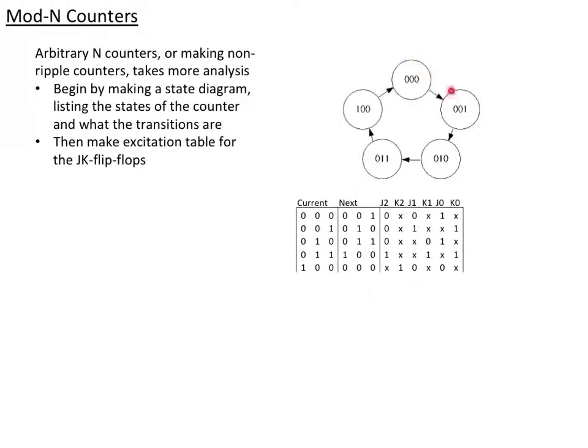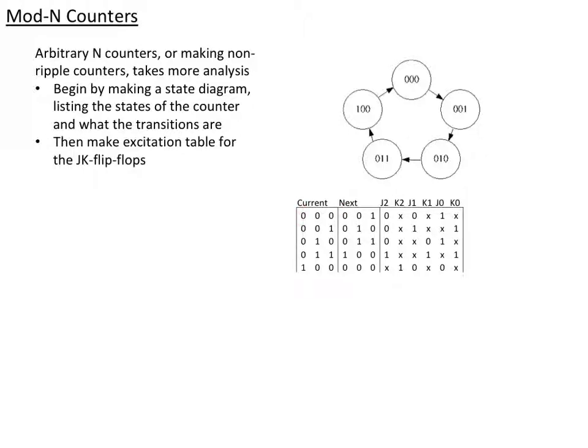So for each one of these transitions, I need to calculate the excitation table. For instance, if I'm in state 0, I want the next state to be 1. State 1 goes to state 2, state 2 goes to state 3, state 3 to state 4, to state 0. So these two sets of columns illustrate my state diagram, and then, if I'm imagining building this out of JK flip-flops, for each one of these bits I have to say whether it changes.